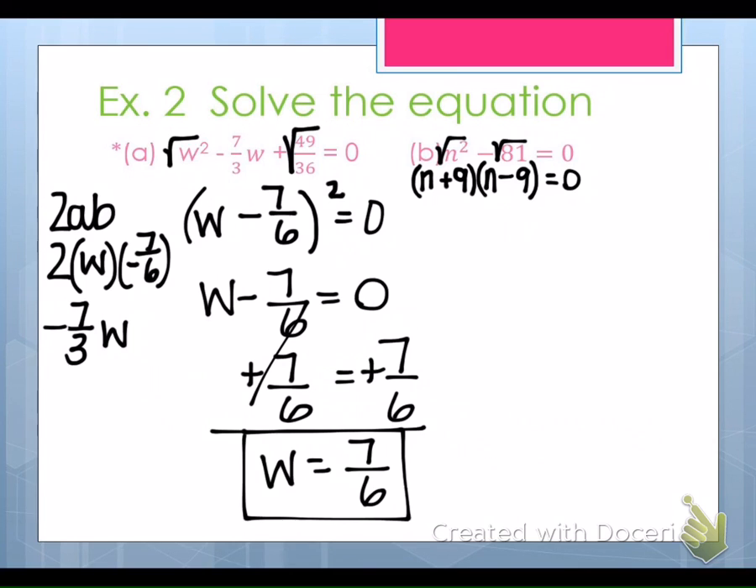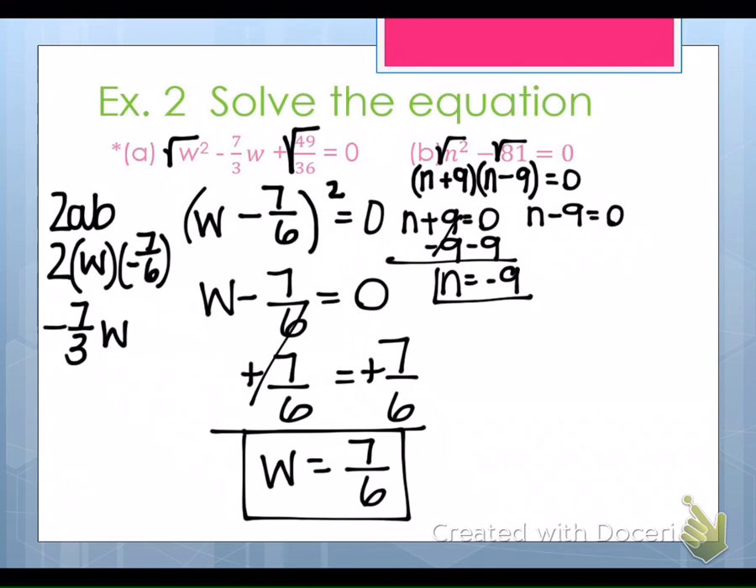Now, how many equations do we have this time to solve? 2. The first one is n plus 9 equals 0. The second one is n minus 9 equals 0. How do I solve for n the first time? Subtract 9 from both sides. So n equals -9. How do I solve for n in the second equation? Add 9. So n equals +9. And that is our final answer. This isn't a word problem, so we keep both of our answers. We don't have to label anything, but that is lesson 7.7.